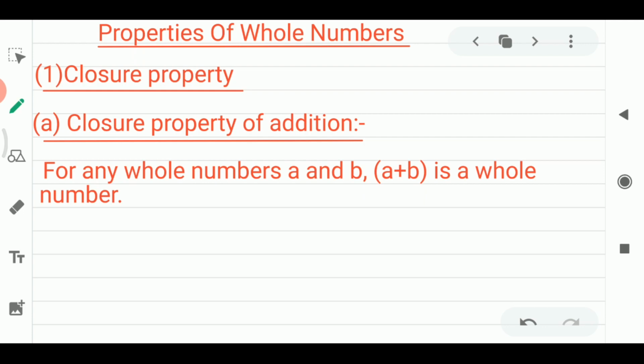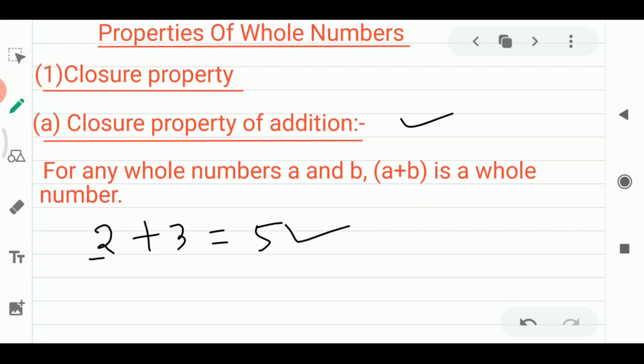So first we'll see closure property. Closure property of addition. For any whole numbers a and b, a plus b is a whole number. Suppose 2 is a whole number and 3 is a whole number. So 2 plus 3 is equal to 5 and 5 is also a whole number.